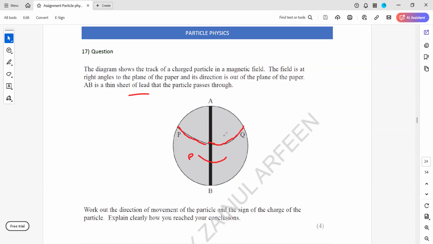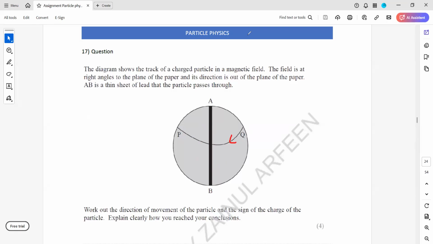Why not from Q to P? Because if it was moving from Q to P, then what should happen? It should lose energy when passing through this lead sheet, and when it loses energy, it will deflect more. But it is not deflecting more. So it shows that the particle is moving from P to Q.